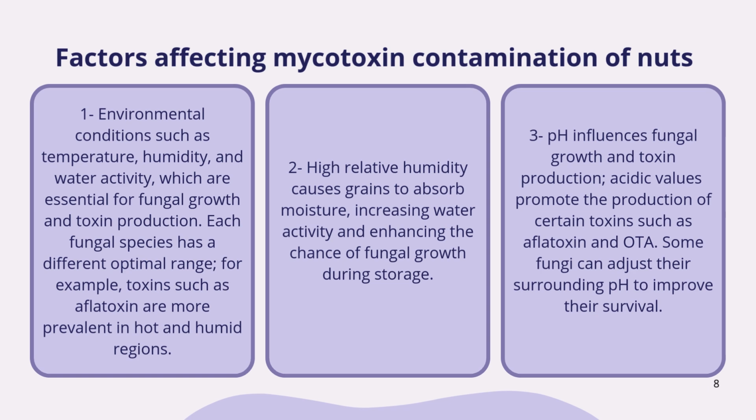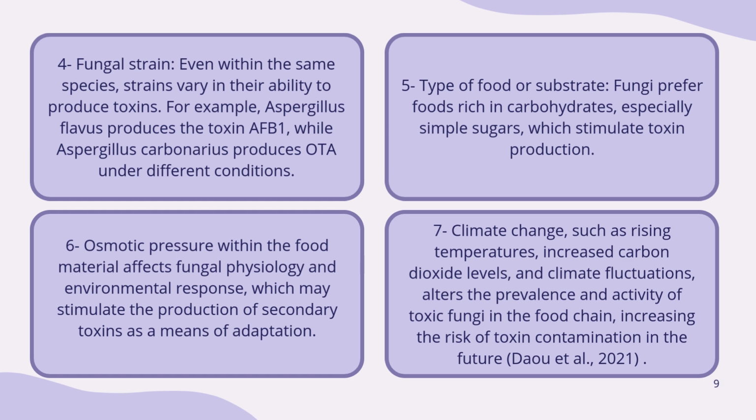2. High relative humidity causes grains to absorb moisture, increasing water activity and enhancing the chances of fungal growth during storage. 3. pH influences fungal growth and toxin production. Acidic values promote the production of certain toxins such as aflatoxin and OTA. Some fungi can adjust their surrounding pH to improve their survival.